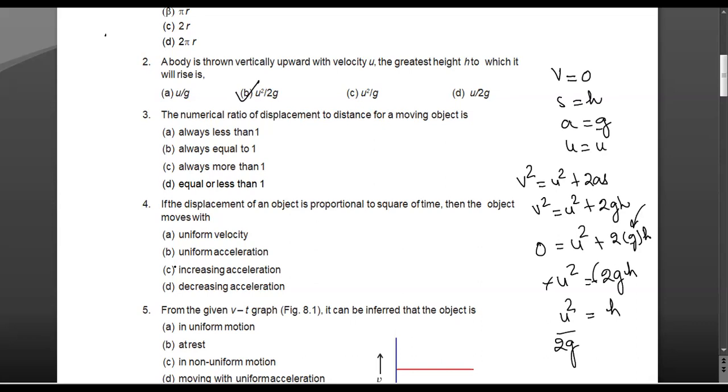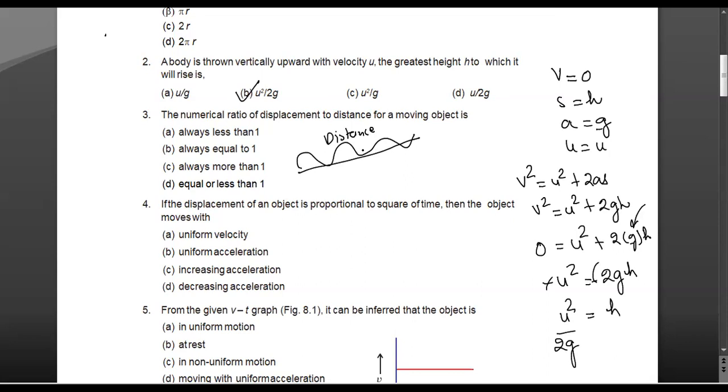Copied, Hamna? Yes, sir. Okay. The numerical ratio of the displacement to the distance for a moving object is, if I'm moving like this, this is the distance, but if I need to calculate its displacement, that will be this one. Generally we consider that displacement is lesser than distance.